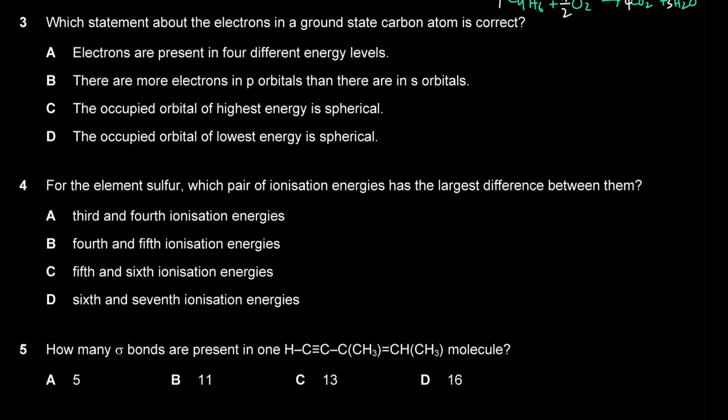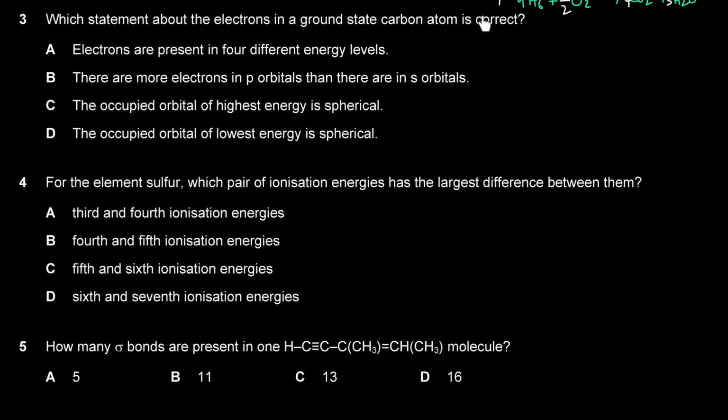Which statement about the electrons in a ground state carbon atom is correct? So let's actually write down the electronic configuration of carbon in the ground state, right? Carbon has 6 electrons, atomic number 6. So the configuration is 1s2, 2s2, and then 2p2. Now option A says electrons are present in 4 different energy levels. That's not true, right? Only the first and second shell are occupied. When we say energy levels, we're talking about shells. This just means shells. And here we just have 2 shells, so that's incorrect.